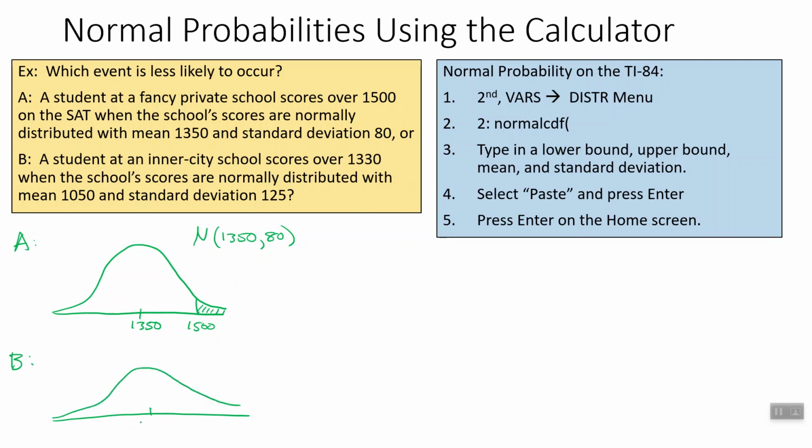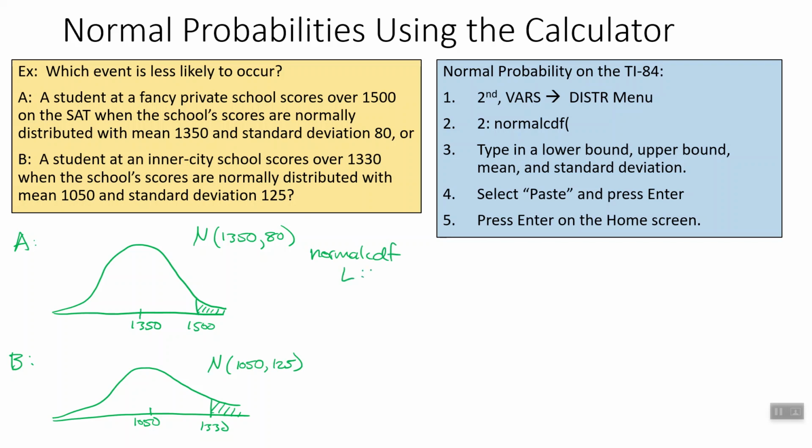All right, our mean here, though maybe I should have drawn this a little bit farther over, is 1,050. And we want to know the probability of scoring over 1,330. I tried to draw them both so they look similar, so I can't tell from the graph. So remember, for this one, we've got a mean of 1,050 and a standard deviation of 125. Now for each one of them we can just use our normal CDF.